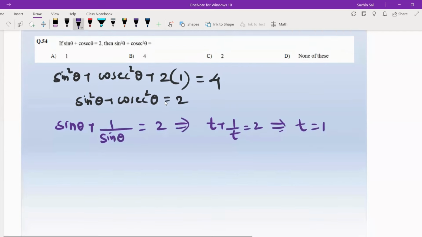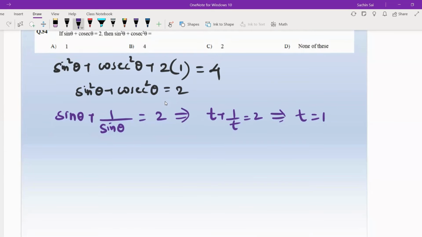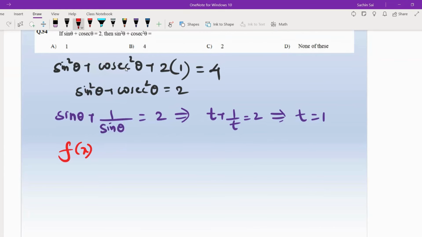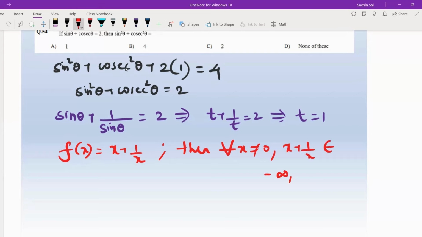Right? Also remember, related to this, not exactly to this question, but whenever you have a function of the form x plus 1 by x, right? Let us say our function f of x equals x plus 1 by x, then for all x not equal to 0, x plus 1 by x belongs to minus infinity to minus 2, union 2 to infinity, right? So this value 2 is actually one of the border values of the function x plus 1 by x.